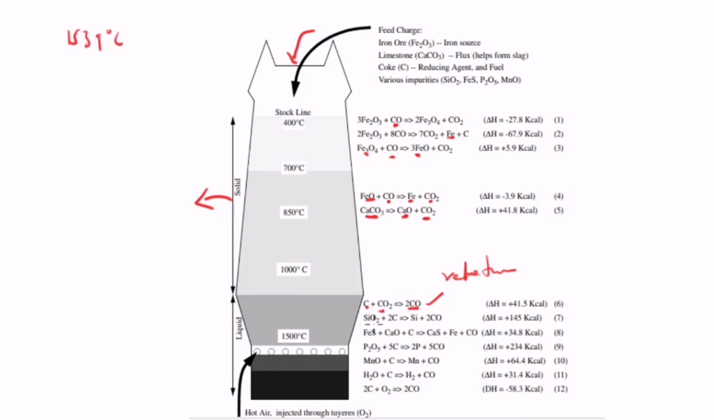Now we have the silicon oxide, that's the silicate, reacting with what? The coke, breaking down to form silicon and what? Carbon monoxide. In that case, we have another what? Reducing agent here. We have iron sulfide. If there is sulfur inside, it reacts with what? The limestone, which has broken down to calcium oxide plus carbon, to form what? Calcium sulfide and what? Iron and what? Carbon monoxide.